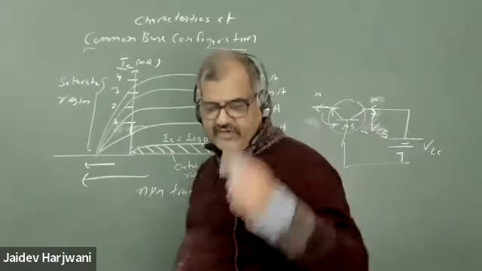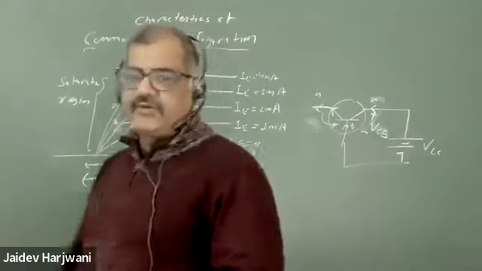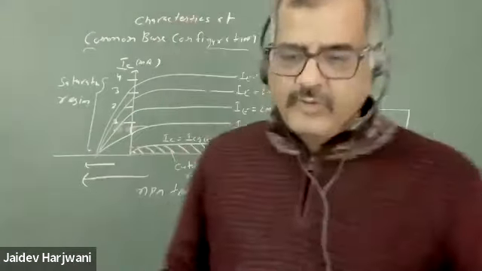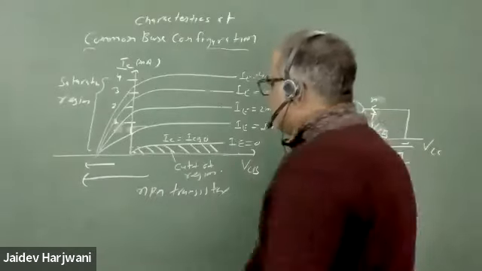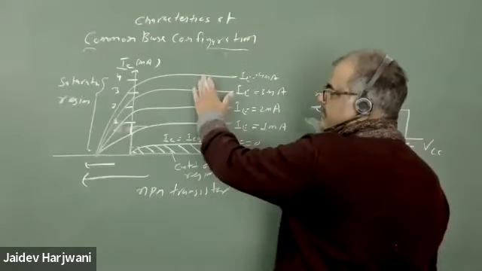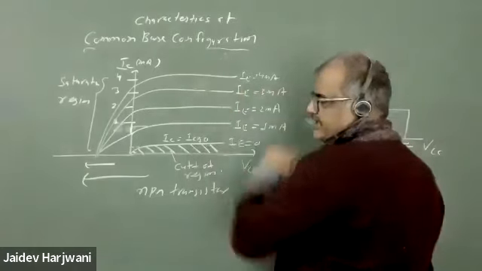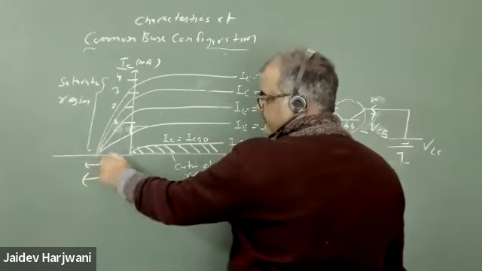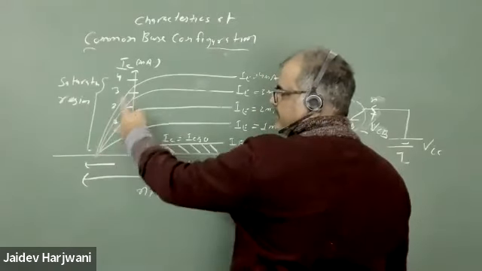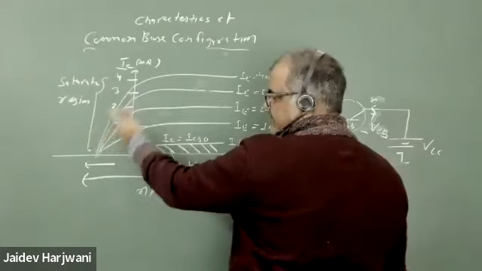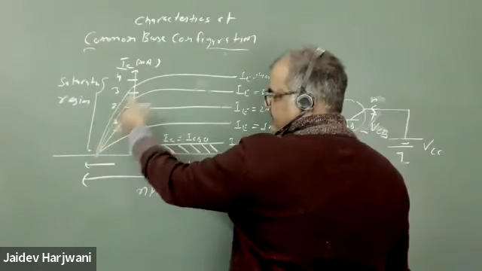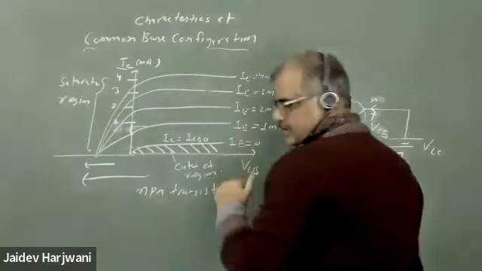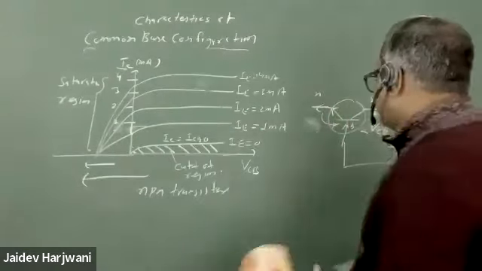Like the input characteristics I drew, if I calculate the resistance, that will come in ohms. Similarly, if I try to calculate the resistance here, this resistance is very high. In this part the resistance is low: you are decreasing the voltage, your current is increasing. So this part has an IV characteristic like Ohm's law. This has a slope that is less, and this has a very high slope, or zero slope.